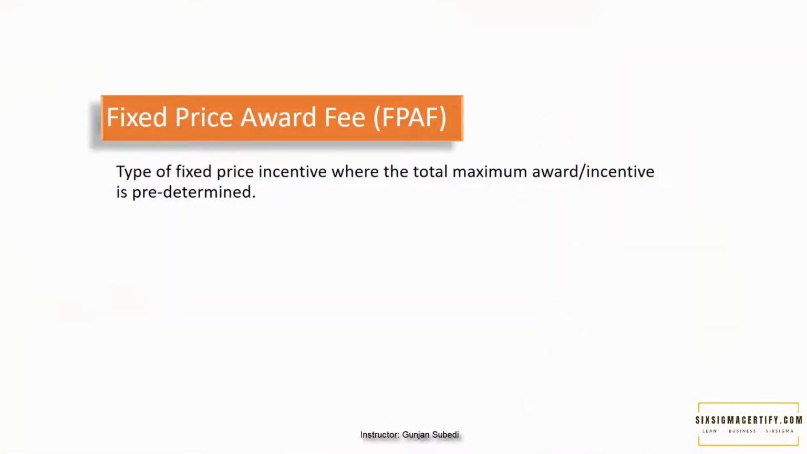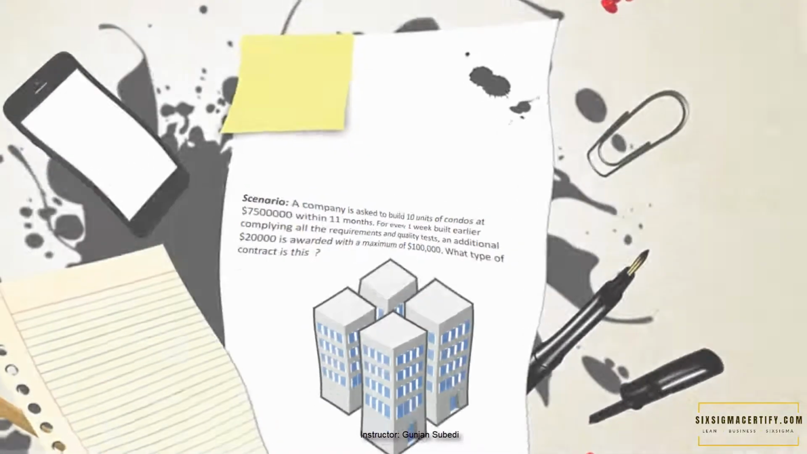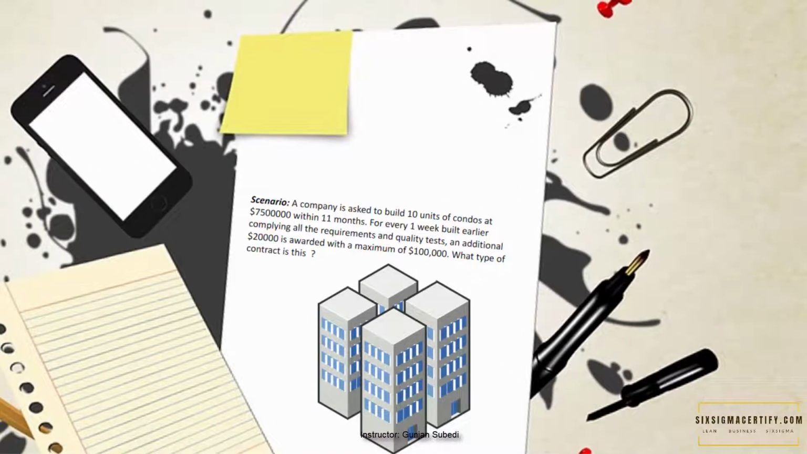The other type of fixed price contract is fixed price award fee contract. This is a type of fixed price incentive where the total or the maximum award or incentive is predetermined. A company is asked to build 10 units of condos within 11 months. For every 1 week built earlier, complying with all the requirements and the quality tests, an additional $20,000 is awarded, with a maximum of $100,000. What type of contract is this? This is a fixed price award contract.